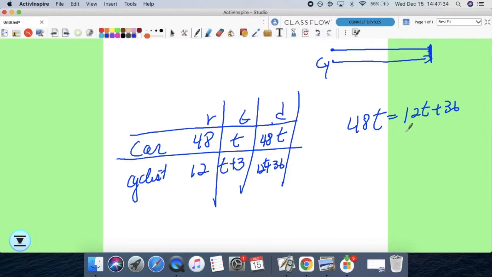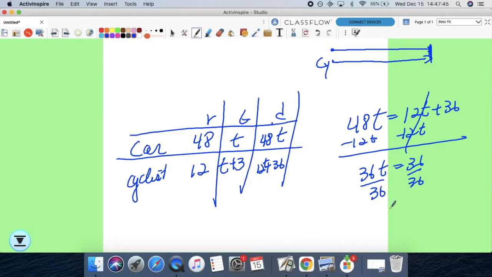We're going to subtract 12t from both sides, and we're going to get 36t equals 36, and divide both sides by 36. T equals 1 hour. So in 1 hour, the car overtakes the cyclist. So that means how far from the starting point? Well, if you think about it, distance equals rate times time. So how far did the car drive to overtake the bicycle?